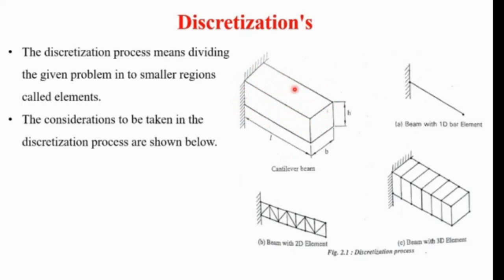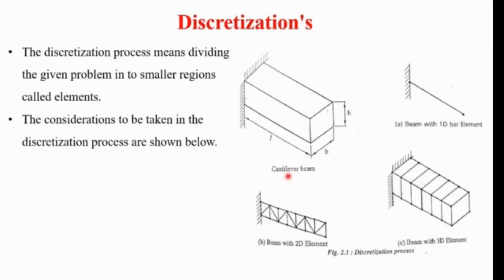Okay, so these small pieces are called elements. Then, the considerations to be taken in the discretization process are shown below. We can divide this whole system or complete component into a number of elements. That means we can divide the whole system by using one-dimensional, two-dimensional, as well as three-dimensional elements.